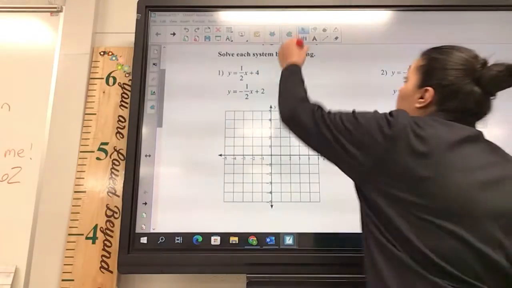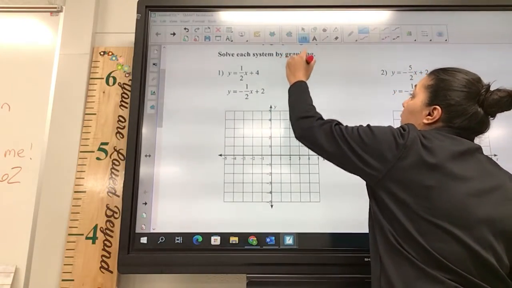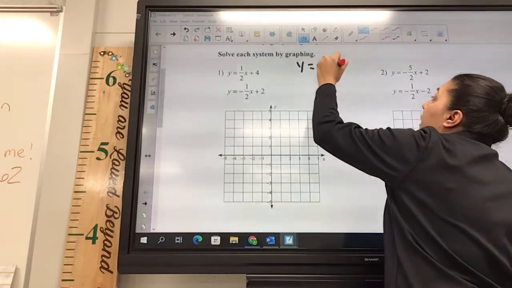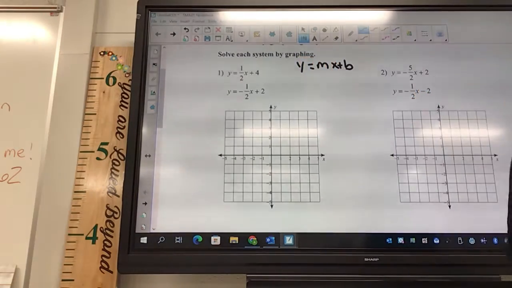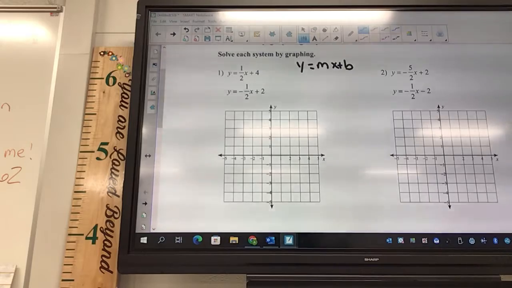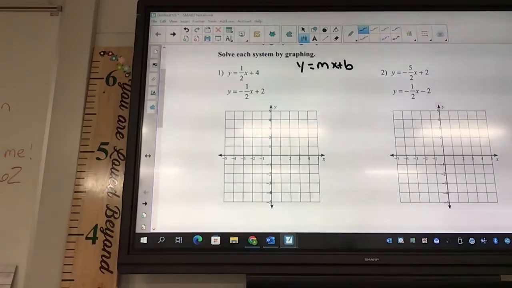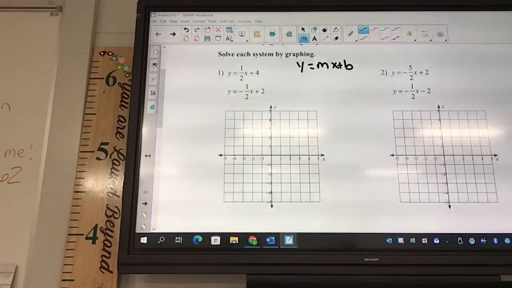Slope-intercept form looks like this: y equals mx plus b. What does the b stand for? The y-intercept. What does the m stand for? The slope.